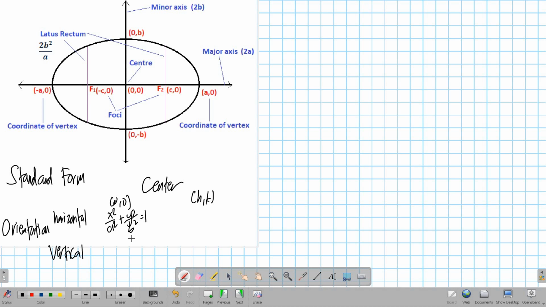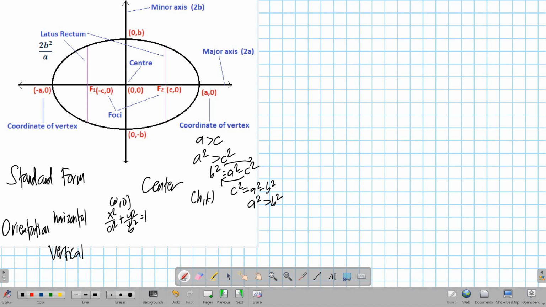Now, we were also able to show that a is greater than c. And if a is greater than c, a squared will be greater than c squared. And since b squared is equal to a squared minus c squared, if we do transposition here, because as you can see, c squared is not in the equation in standard form, c squared is equal to a squared minus b squared, which implies that a squared is greater than b squared. And this is important because in the standard form, the bigger denominator is always a squared. And wherever a squared is, it dictates the orientation of the ellipse.